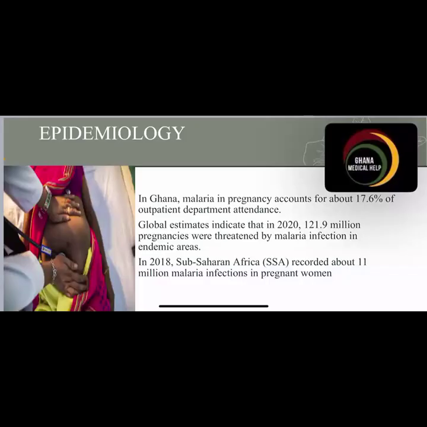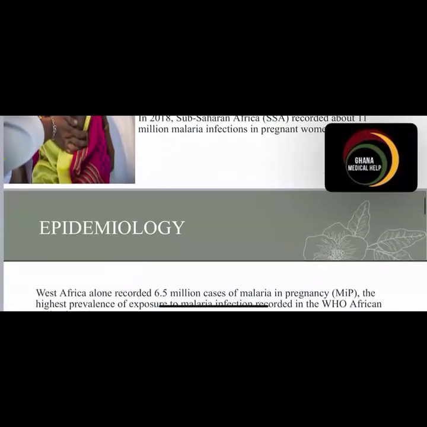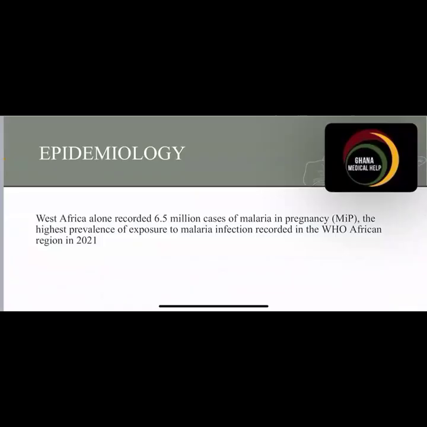Global estimates indicate that in 2020, about 121.9 million pregnancies were threatened by malaria infection in endemic areas. Ghana is one of the endemic areas. In 2018, Sub-Saharan Africa recorded about 11 million malaria infections in pregnant women. These are huge numbers. And out of that, West Africa alone recorded about 6.5 million cases of malaria in pregnancy. And that's the highest prevalence of exposure to malaria infection recorded in the WHO African region in 2021.